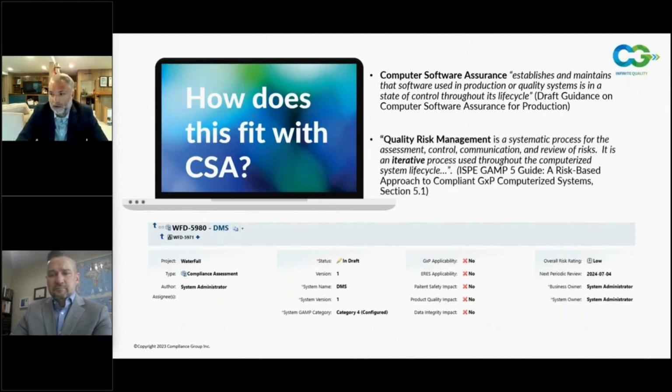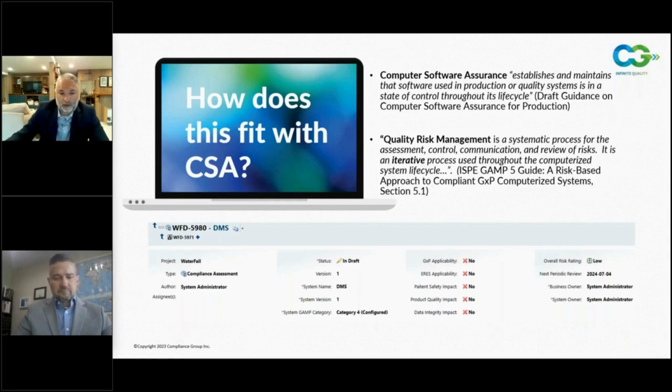And then GAMP 5 says that quality risk management is a systematic process for assessment, communication, control, and review of risks. It is an iterative process, and keyword here is iterative, that is used throughout the computerized system lifecycle. So there's no inherent conflict between what the FDA and regulatory bodies expect, what GAMP 5 suggests, and what companies are striving to do. Regulations, as well as good practice, business practices, compel companies to ensure that their systems are appropriately risk controlled. And GAMP 5, like I said, provides a critical word in the definition of quality risk management, which they adopted from ICH 9, iterative.